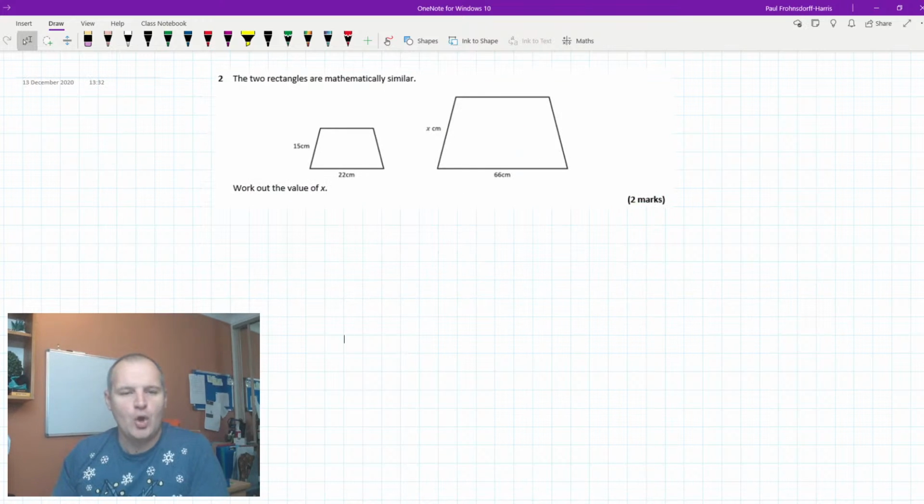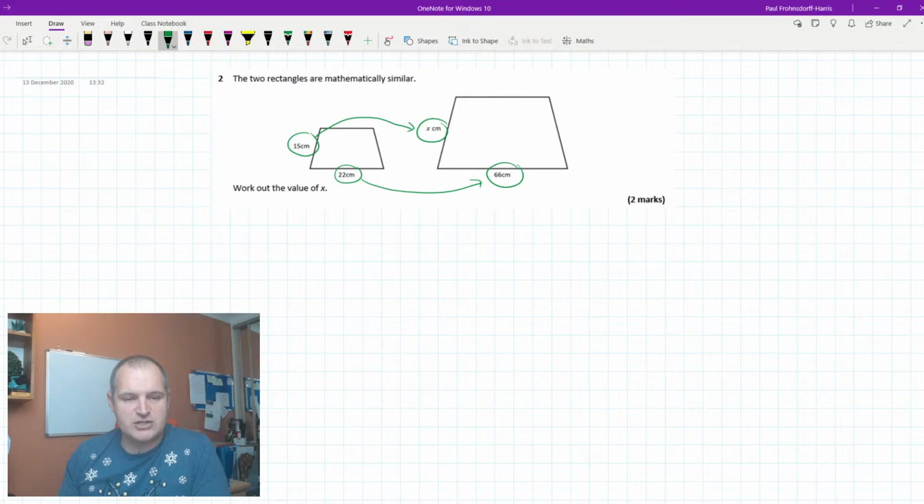Question 2. We have now got two rectangles that are mathematically similar, and we can work out the value of x. So to do so, we need to identify that this is going to there, and this is going to there. So I like to do it like this. 15 goes to x in the same way 22 goes to 66. And I spot that that's times 3. We check these are all lengths, there are no areas or volumes involved, so it's just times 3. Therefore x is 45. That is all there is to that.